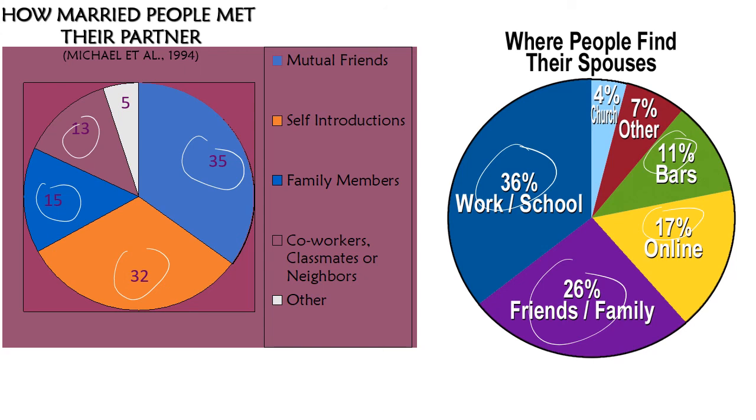The biggest thing I would say here, when we look at the left to the right, is that online component. 17% met online. In 1994, you'd probably have less than 0.1% that would have met online, because the internet was basically just getting started at that point in time. So really big change over time that has occurred in how people meet their partners.